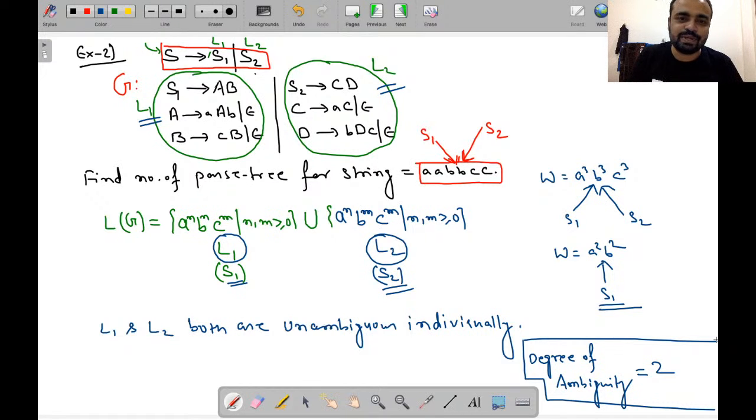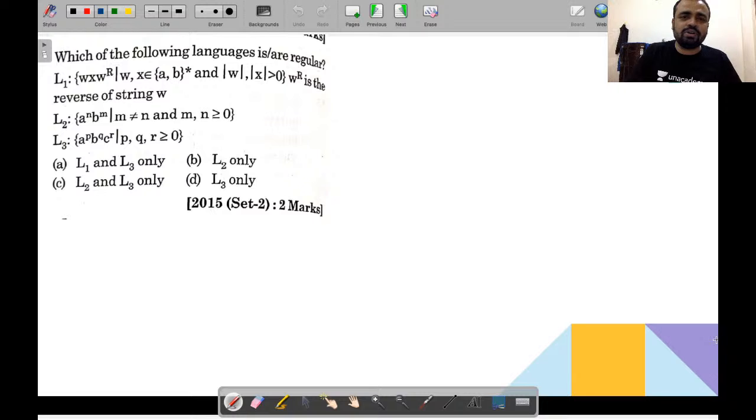Not more than 2. Got it? So this kind of question the GATE can ask in your exam. तो आपको कॉन्सेप्ट समझना है, एम्बिग्यूटी का मतलब समझना है, ग्रामर समझना है, and then you can easily attempt any one of the questions. Now let's come to the numerical.